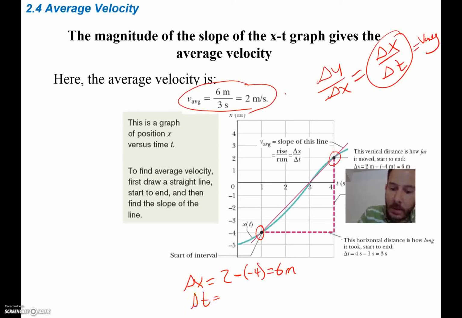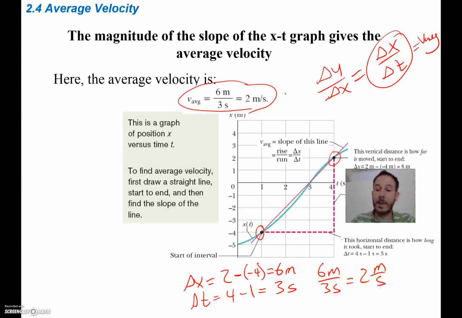Delta t is going to be, the last point is going to be at 4 seconds. So we're just going to have 4 seconds. And the first point is 1 second. So we end up with 3 seconds. Okay, plugging this into the equation, 6 meters divided by 3 seconds is equal to 2 meters a second. And notice I kept the units. So I kept the meters over seconds because that's what we divided by.